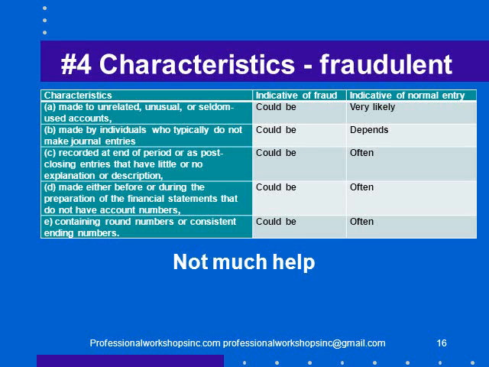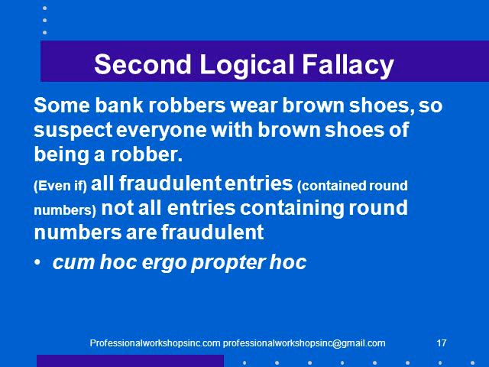And containing round numbers or consistent ending numbers could be, but again, the monthly depreciation entry is probably $30,000 a month, and it's the same number every month, or $30,333.33 a month. So could be fraud, could also be a normal entry. So that's not much help.